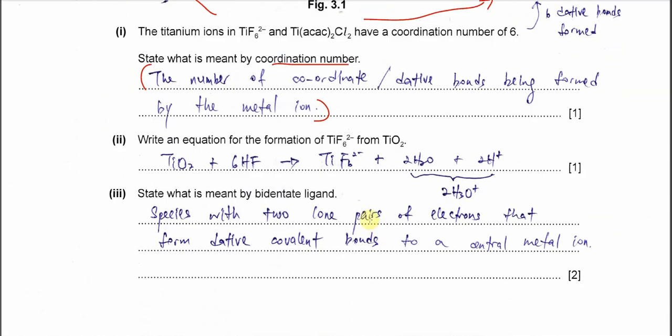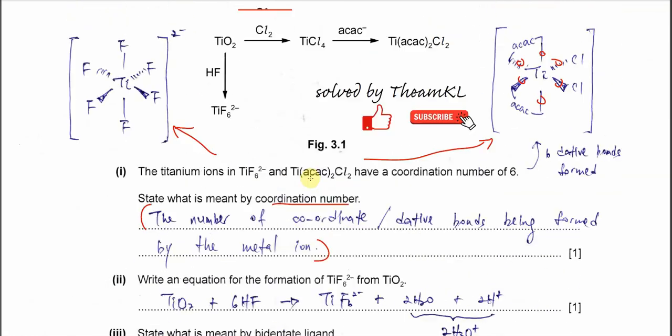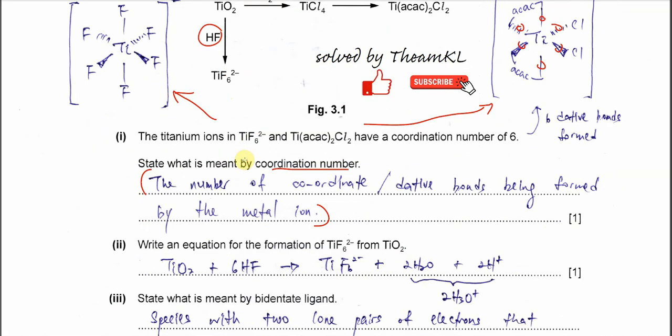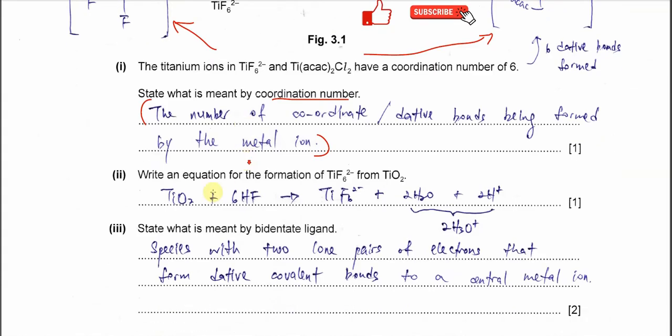Part 2. Write an equation for the formation of this TiF6 2 negative from TiO2. Very easy, look carefully. TiO2 reacts with HF to form the TiF6 2 negative. So we know that all the oxygens must come out and react with hydrogen to form H2O, and the remaining hydrogen will be H+, so it's 2H+ here. So at the end it will form this complex ion with 2H2O and 2H+. You can actually combine these two to form hydronium ion, 2H3O+.